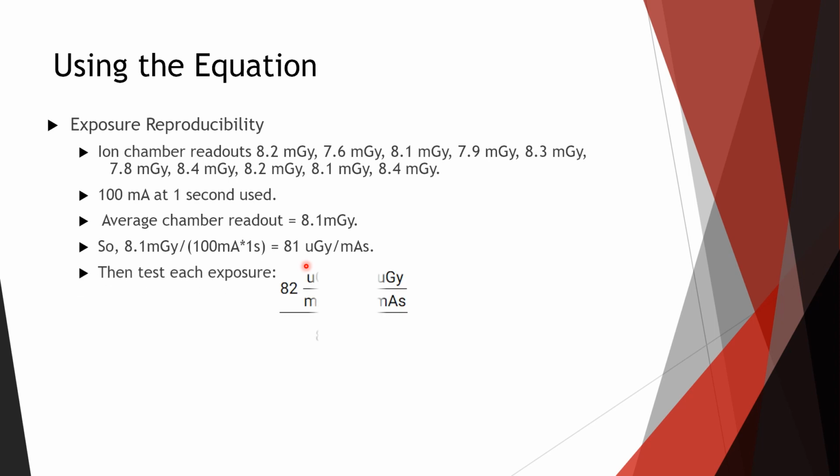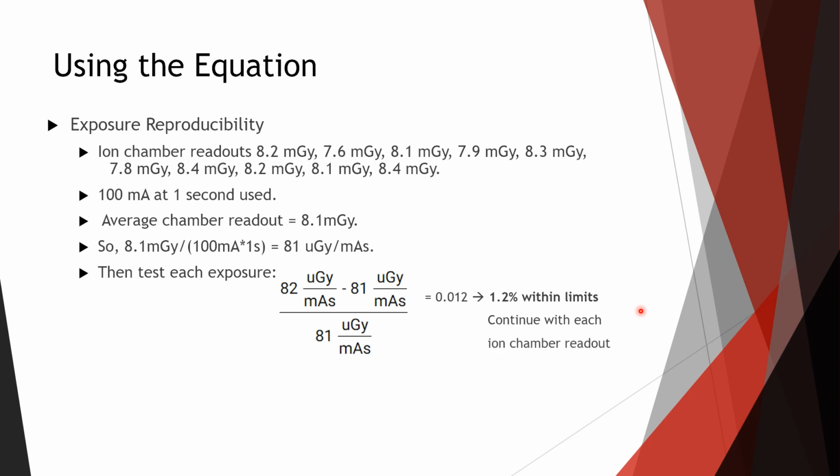Then test each exposure. The first one is 82 micrograys per mAs minus 81, which was the average from the equation before, divided by the 81. This equals 0.012, which is 1.2%, which is within the limits. Our limits were plus or minus 5%. So this was over by 1.2% of the average.